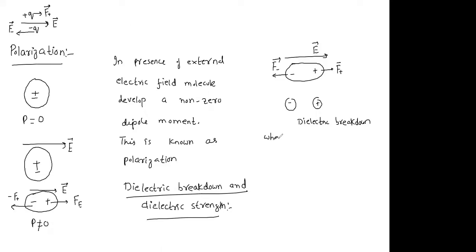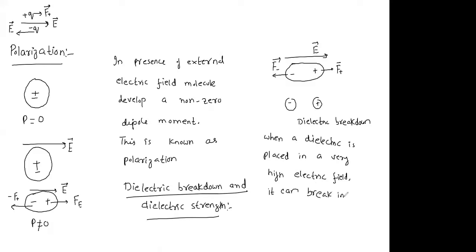So we can write this definition as, when a dielectric is placed in a very high electric field, it can break into positive and negative ions. This is known as breakdown. This phenomenon is dielectric breakdown.